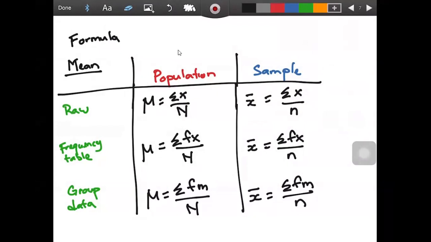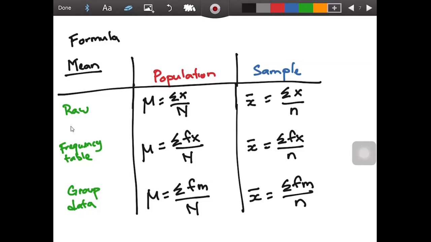If you look at the formula, there is mean for raw data, frequency table, and group data. Meaning we have 3 types of how the data are given in questions. Like just now, it is in raw form. Sometimes it will be in a frequency table, and sometimes it can be group data. To calculate the population mean, mu equals the sum of X. Jumlah semua nilai dibahagi dengan jumlah populasi. Total all the values divided by the total population.